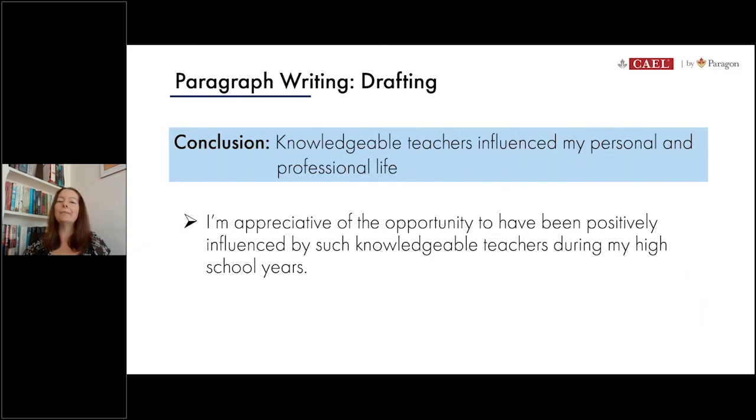And before I leave off this paragraph, I need to add a concluding statement right at the end that's going to summarize what the entire thing was about. And remember, I'm trying to talk about the teachers who were knowledgeable and influenced me with the skills that they taught. So here's my last statement. I'm appreciative of the opportunity to have been positively influenced by such knowledgeable teachers during my high school years.